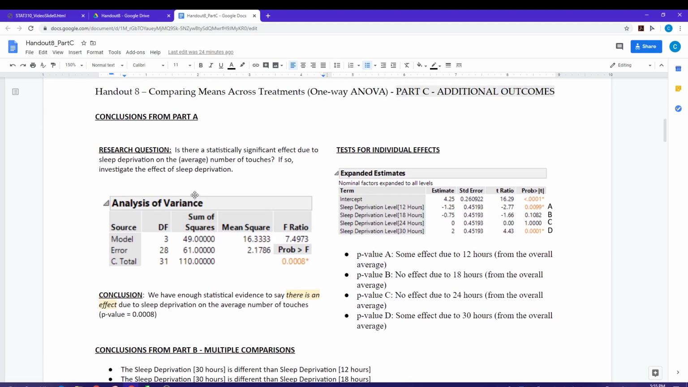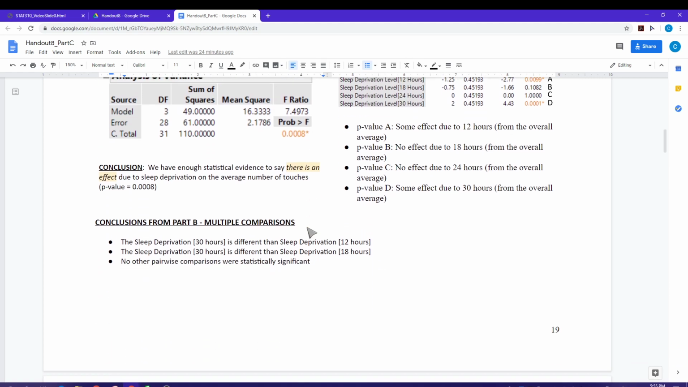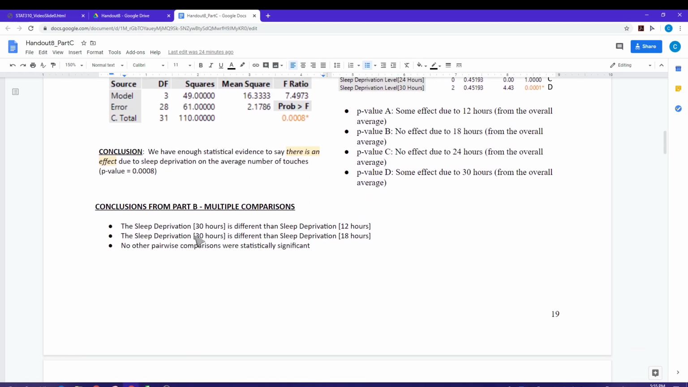On page 19 here, we have the outcomes from Part A, which was the overall test. We have the individual effects or the main effects here. In Part B, we were looking at the multiple comparisons. Like I said, we learned that 30 hours was different than 12 and 30 hours was different than 18, but no other pairwise comparisons were different from one another.